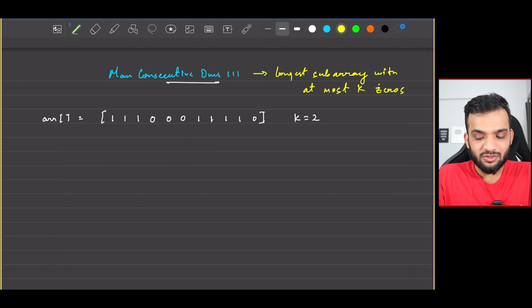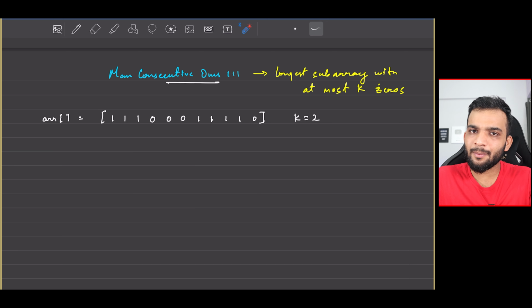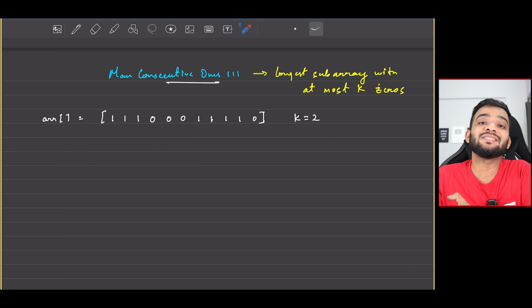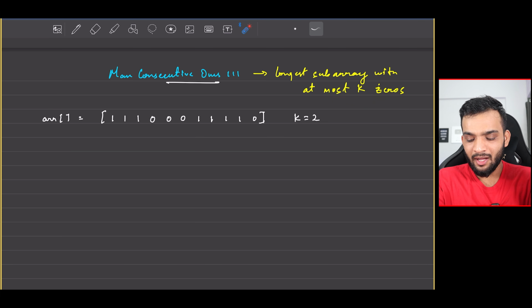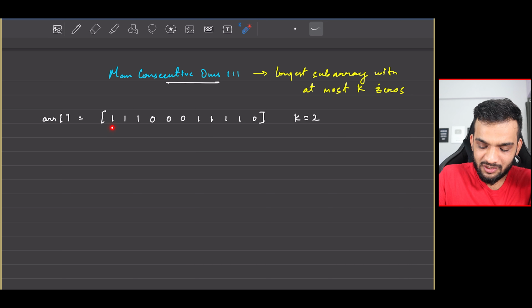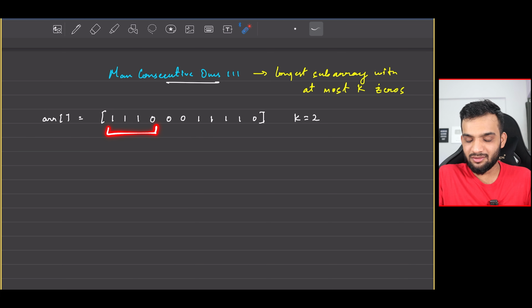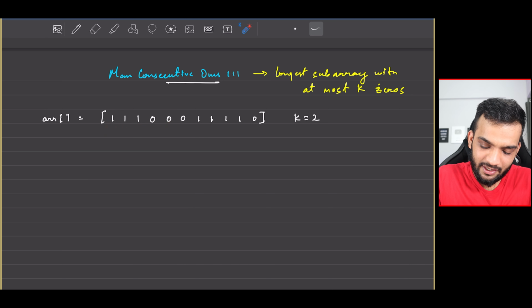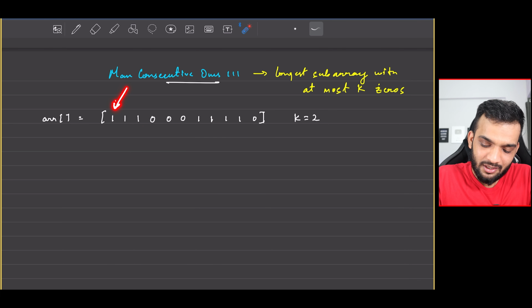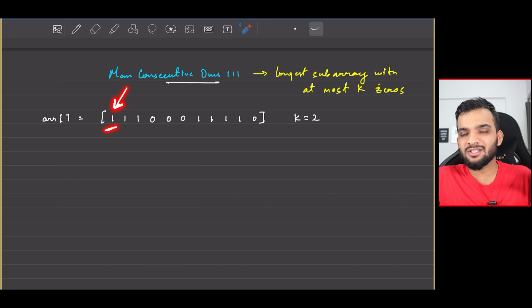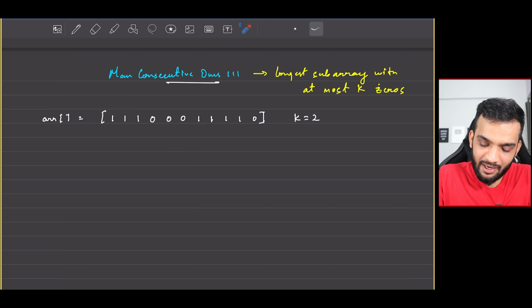So what will be the brute force? The brute force will be to generate all the subarrays and figure out which is the longest subarray that has at most k zeros, not beyond it. Okay. How can I generate all the subarrays? I know that the first subarray is 1 itself. The next subarray is 1, 1. And the next subarray is 1 1 1. The next subarray is this one. The next subarray is this. The next one is this. The next one is this. The next one is this. So basically, I am writing down all the subarrays that has the starting value as this particular one. Correct?